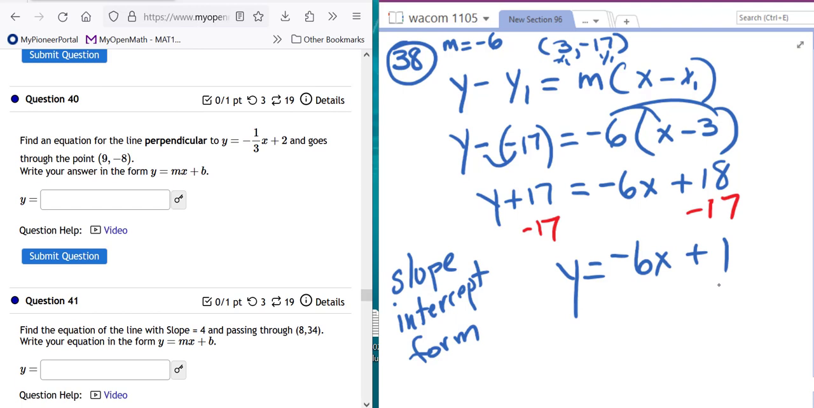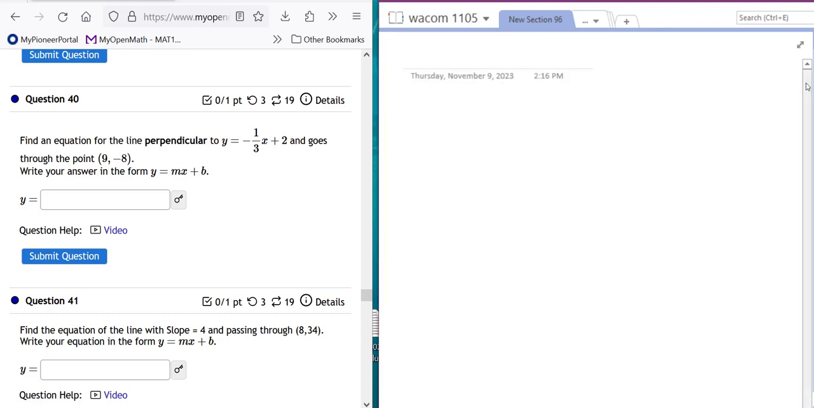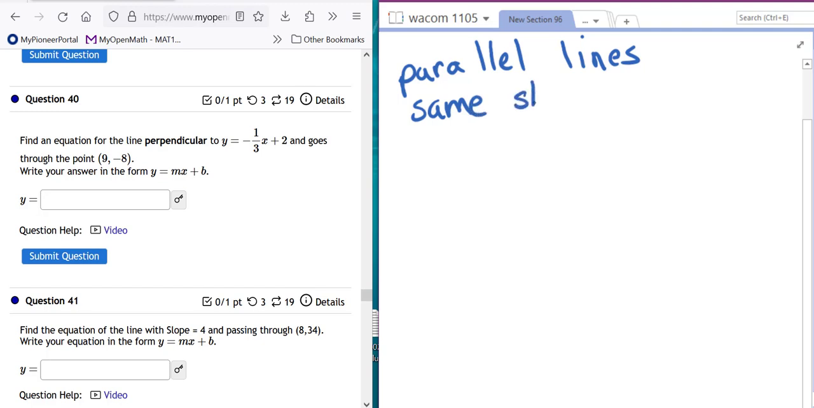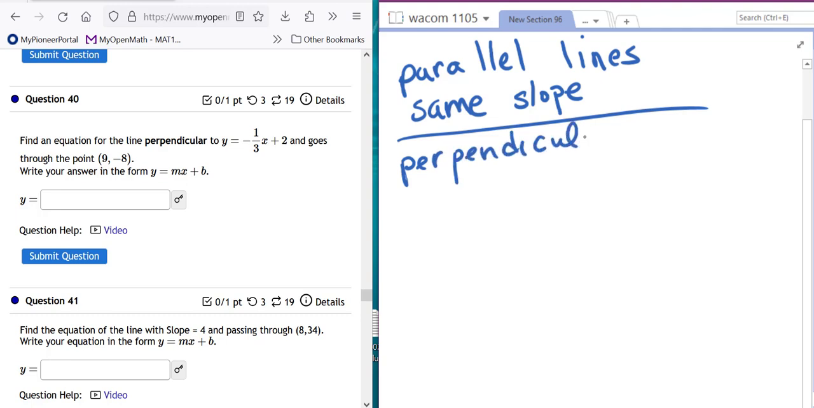For parallel and perpendicular, what you have to know is lines with parallel slopes are the same. Perpendicular lines have slopes that are negative reciprocals. And that may be spelled wrong.